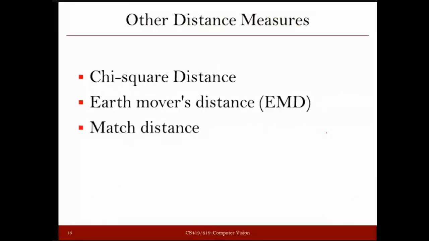There are a few other distance measures that I'm not going into detail about, but if you have interest, you can go through them. Chi-square distance is also heavily used. Earth mover distance is another distance, which is again used to compare vectors. Mass distance is another distance measure which is quite often used for comparing vectors. I'm not going into the details of these, but if you are really interested, you can go through them.